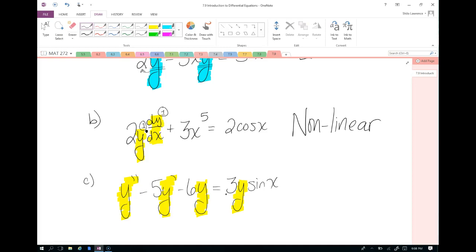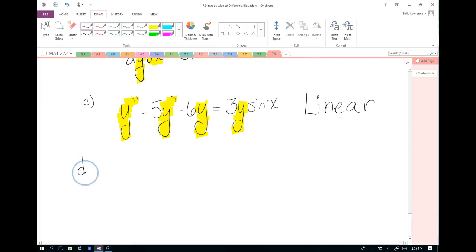Although we probably will not see division. But hopefully you remember from algebra that multiplication and division are really the same thing. Multiplying is just dividing by the reciprocal. We can always switch back and forth between multiplication and division whenever we need to. So this one's linear.